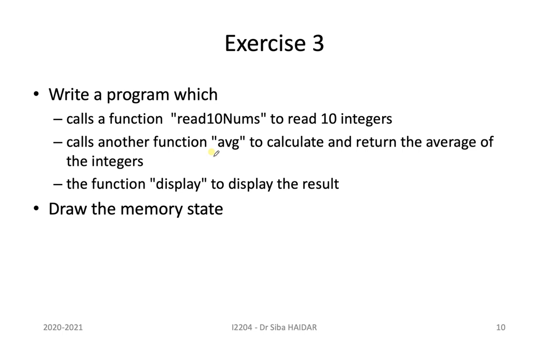Inside exercise 3, we have to write a program which calls a function to read 10 numbers. The function must be called read 10 nums. Another important remark, if I give you the function name, you have to stick with it. Here I am giving you read 10 nums as the function name to read 10 integers, and it calls another function avg to calculate and return the average of the integers, and the function display to display the result. Okay, so let's do this.